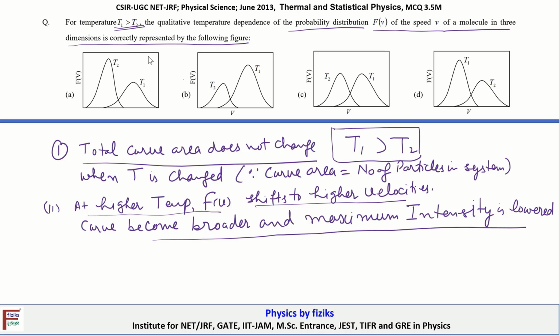The condition is that at higher temperature Fv shifts to the higher velocity, the curve becomes broader and the maximum intensity is lowered. So in option A, the curve at temperature T1, which is greater than T2, is shifting to the higher velocity region, and also the maximum intensity is lowered as compared to the temperature T2. That's the point. And it is also broadened with respect to the curve obtained at temperature T2. So therefore option A is correct.